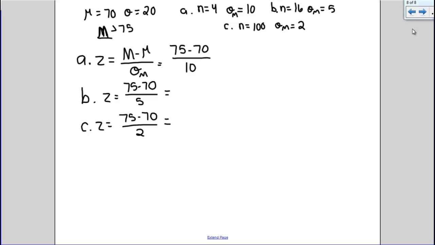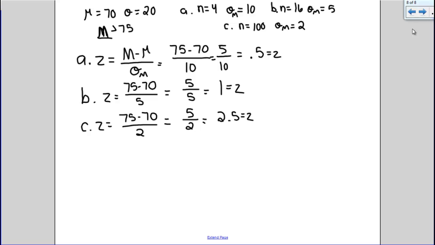All right, so 75 minus 70 is 5, divided by 10 is 0.5. That's our z-score when we have a sample size of 4. Now let's find our z-score when we have a sample size of 16. So 75 minus 70 is still 5, but now we're dividing it by the standard error of 5. We get a z-score of 1. Then part C, when we have a sample size of 100, 75 minus 70 is still 5, but now we're dividing it by 2, and we end up with a z-score of 2.5.